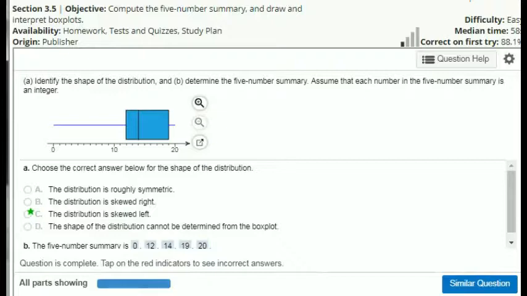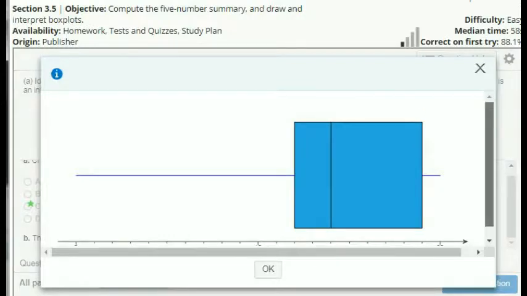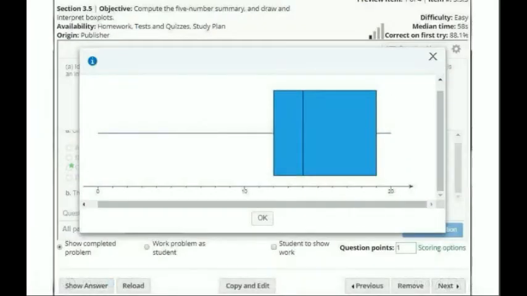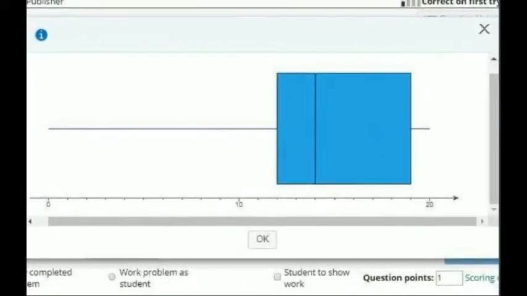Okay, now let's move on to part B of this type of question. It says to determine the 5-number summary. Also note that it says to assume that each number in the 5-number summary is an integer. So we have our answers down there. Let's see how we get to those answers. Let's bring up the graph here, and there we have it. First, let's zoom in a little bit better so we can see this graph.